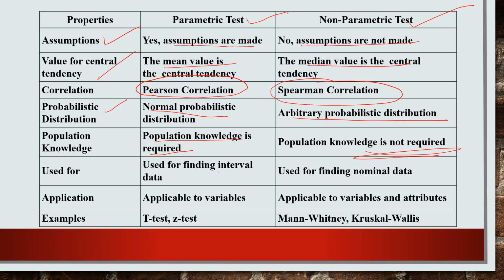Then what is it used for? It is used for interval data, and here it is used for nominal data. Then what is the application? It is used for variables only, whereas the other can be applied to variables as well as attributes. Under certain conditions, parametric tests also become important. We cannot ignore them. And what are the various tests? Z-test and t-test are the two prominent tests in parametric tests, and ANOVA is also taken. And here Mann-Whitney and Kruskal-Wallis tests are used.